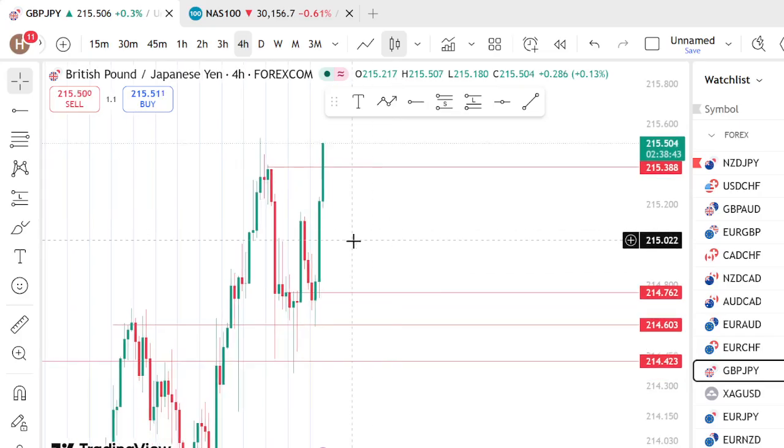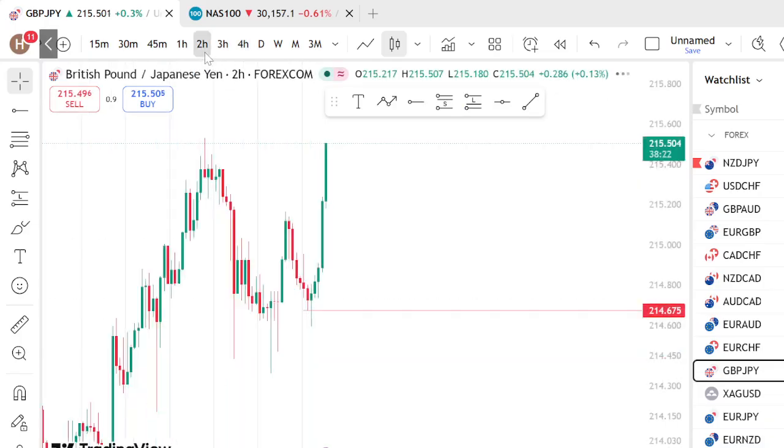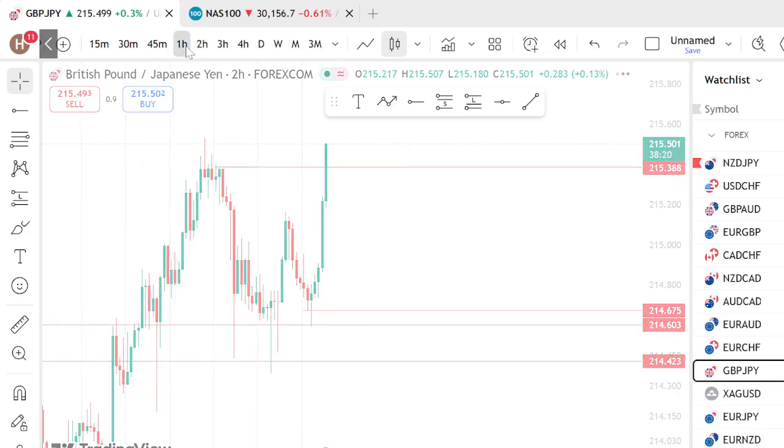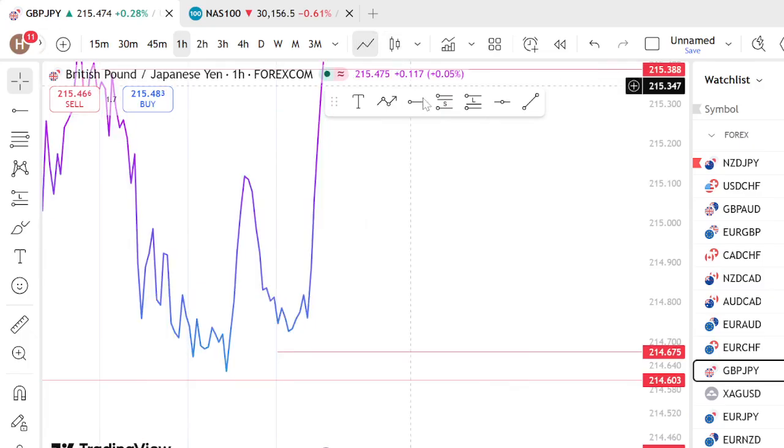Confirmation entry works more like you are forming your bias. You start forming the bias on the 4 hours time frame, and that's basically what I waited for. So I waited for a candle rejection, and what do you have here? Previous low on the 4 hours swept here, and then I just moved down to the 2 hours, not 1 hour time frame, and then I saw a breakout to the upside.